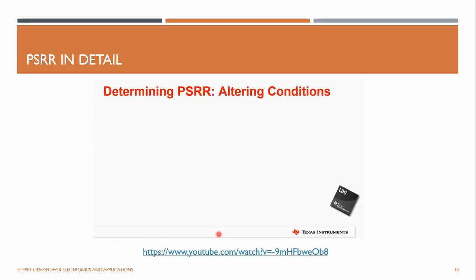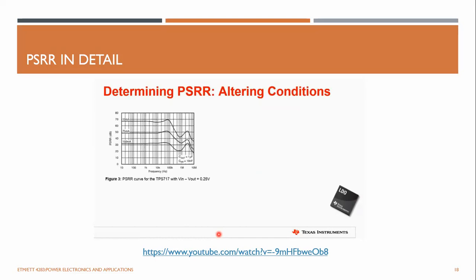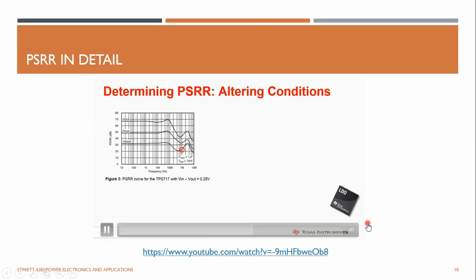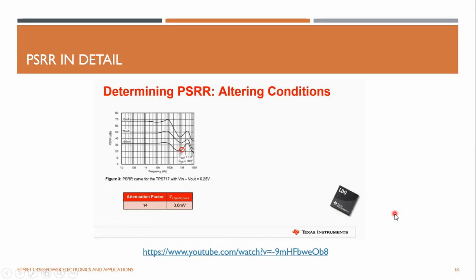But let's say that you changed the conditions and decided to reduce your Vin to Vout delta to 250 millivolts in order to regulate more efficiently. We would then have to consult figure 3. You can see that if we hold all other conditions constant, the PSRR at 1 MHz is reduced to 23 decibels, or an attenuation factor of 14.